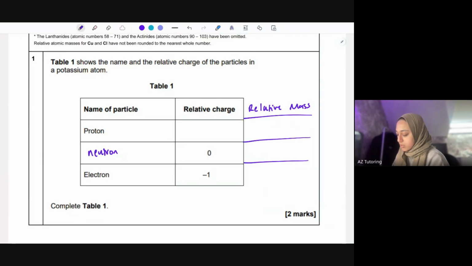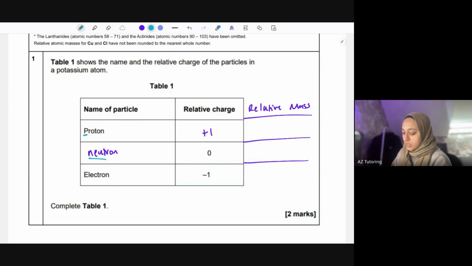So filling in the relative charge, the proton is +1. You can remember that it's positive by the P. The neutron is neutral, so that's why it's 0, and it starts with neutron, neutral. And then the electron is negative, so it goes around the outside.